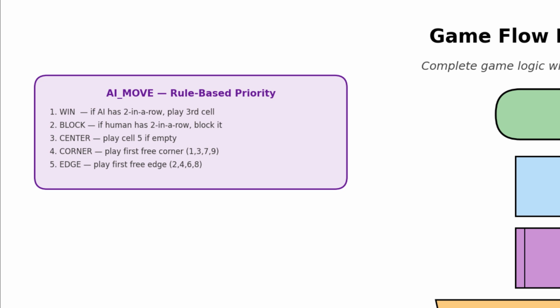This approach uses the existing win table lookup and simple sequential checks. No recursive minimax tree is needed, which keeps us within the 128-byte RAM constraint. The AI executes in 100 microseconds, making it imperceptible to the user. Now, let us see the simulation.